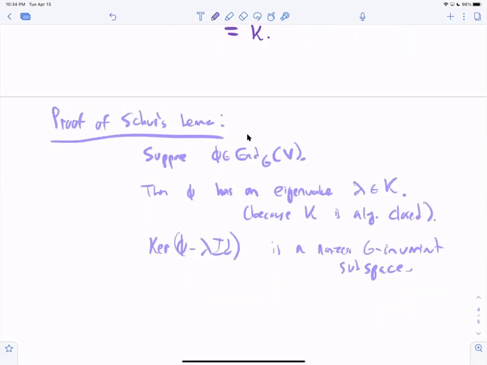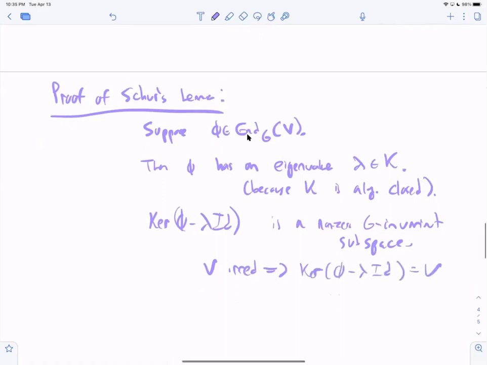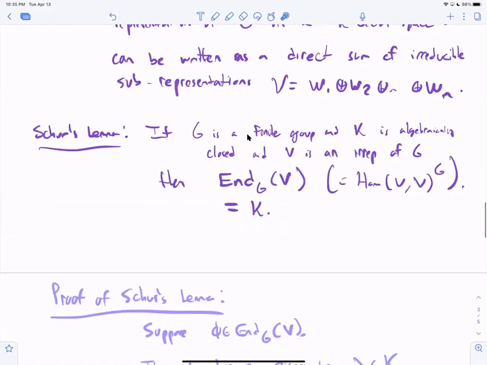So that means, because V is irreducible, the kernel of this is equal to V. So this operator phi minus lambda times the identity is identically 0. So phi is just lambda times the identity element. With this element phi, which was just an arbitrary element in here, we deduced that it had to be just multiplication by this scalar lambda. And that's exactly the statement, that every endomorphism is given by multiplication by a scalar.